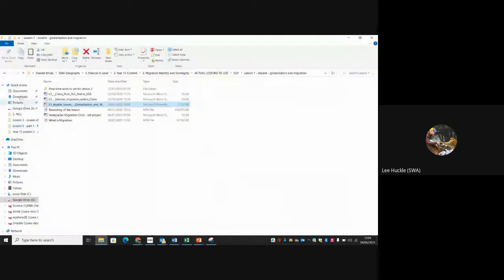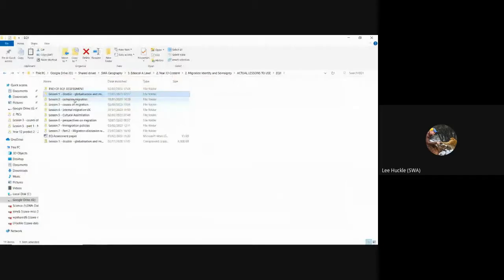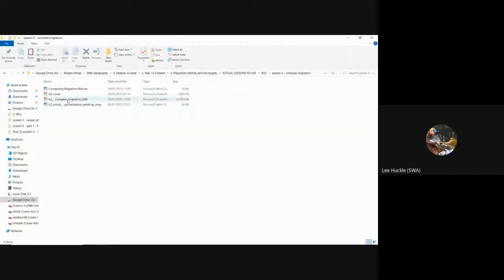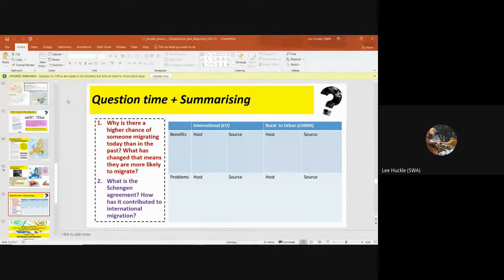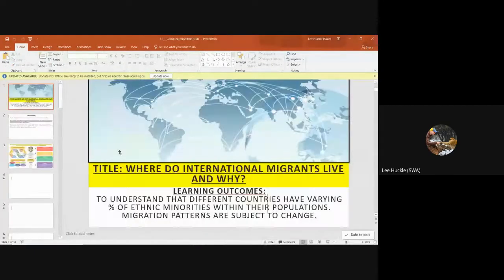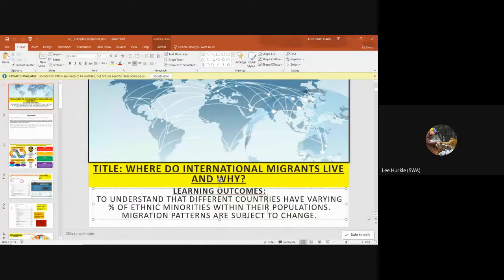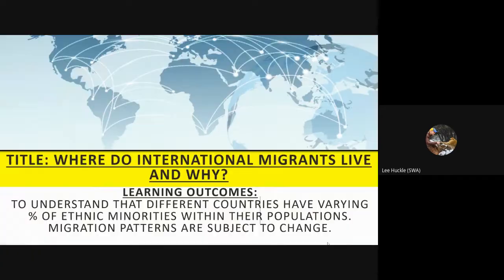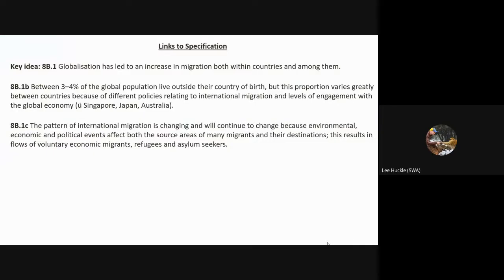Right, let's nip over to the second lesson, which was titled Complex Migration. This is where we looked at this learning outcome linked to EQ1, to understand that different countries have varying percentages of ethnic minorities within their population. And there it says migration patterns are subject to change. And this is where we delved into quite a lot of depth, and you've done some independent work on this, immigration policies. And in particular, you looked at three nation states' immigration policies. So again, there are the links to the spec if you want to pause it now and have a look.